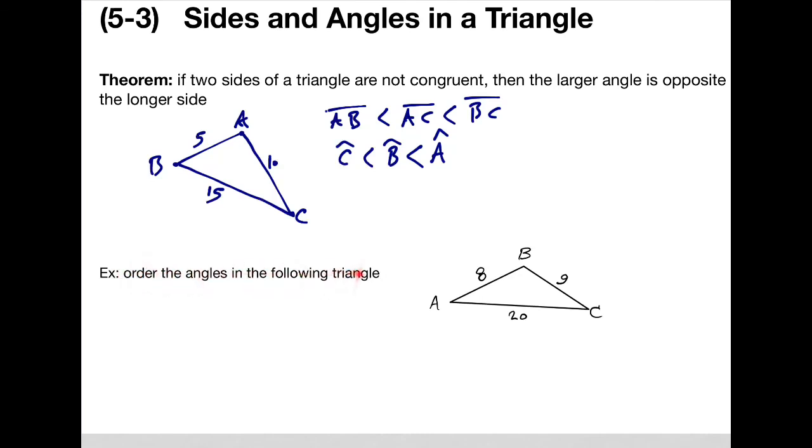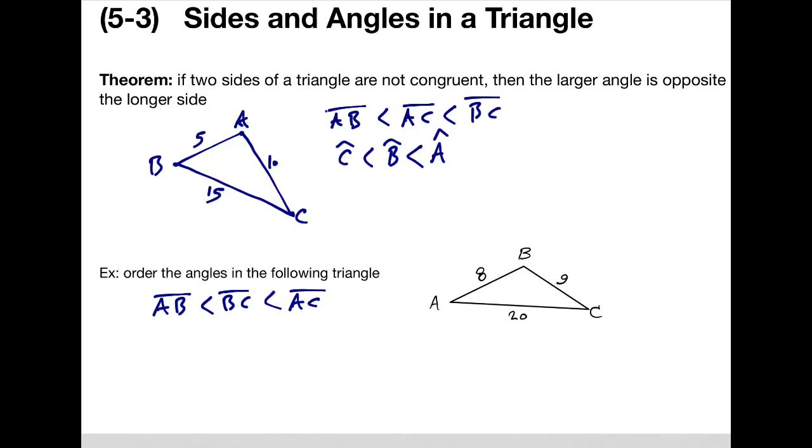Order the angles in the following triangle from the smallest to the largest. So you're given a triangle over here and the side lengths are given, and you're going to order the angles of this triangle. So just like before, first we order the sides. Let's order the sides from shortest to the largest. AB is the shortest side. After AB we have BC, and the longest side is AC.